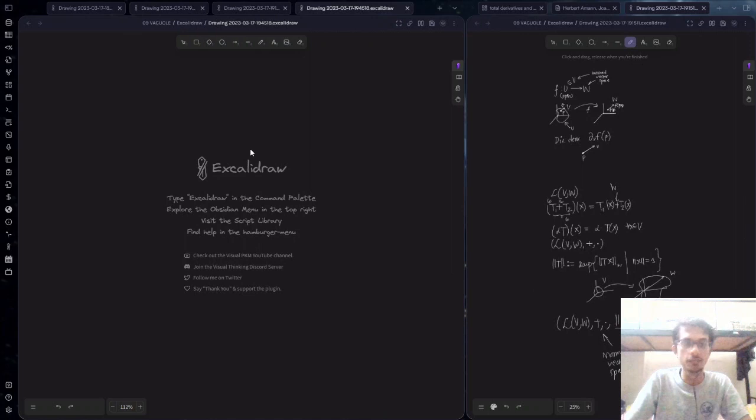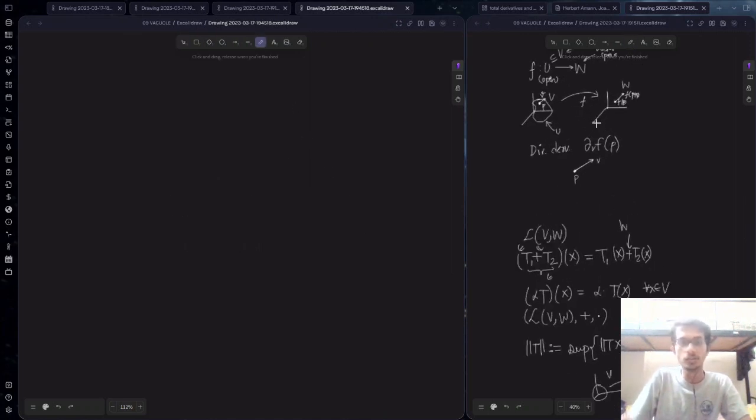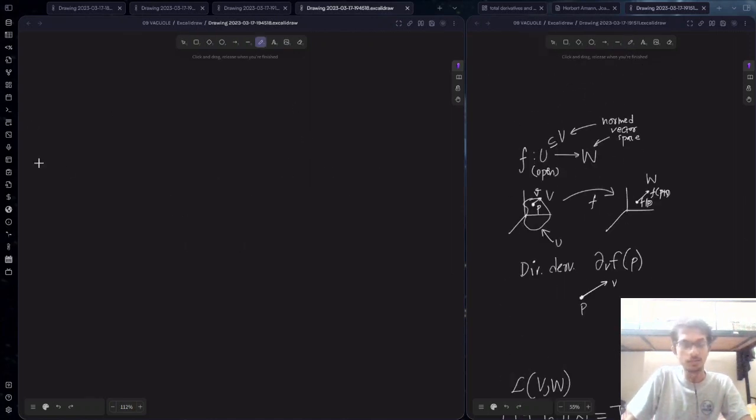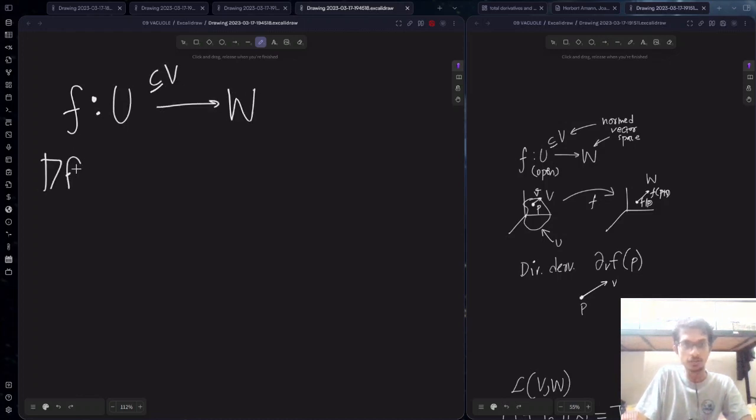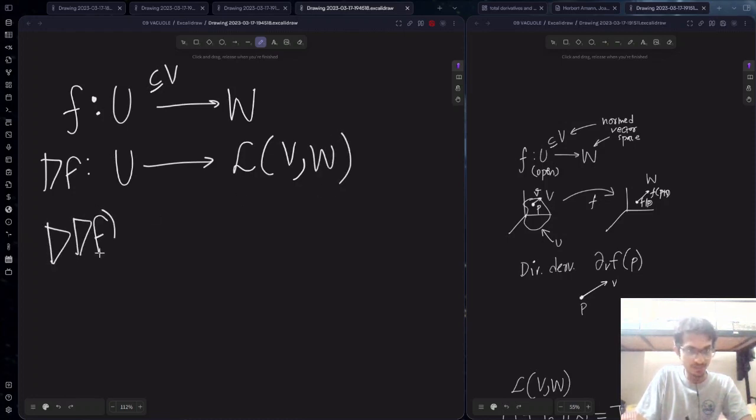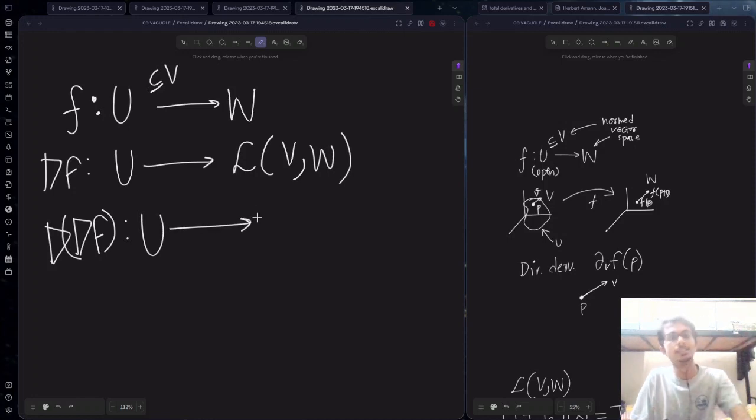If I want to define the double derivative, then I would encounter a problem. The derivative is a function from U to L(V, W), and I would have to do this operation twice. This is another normed vector space. I will take something like a double dash and just do this operation twice.